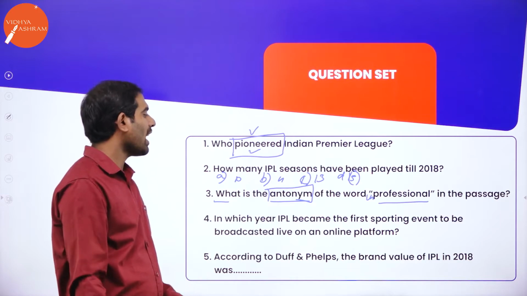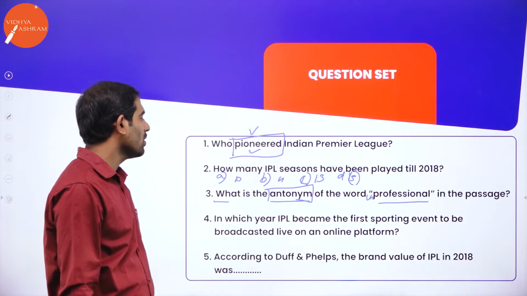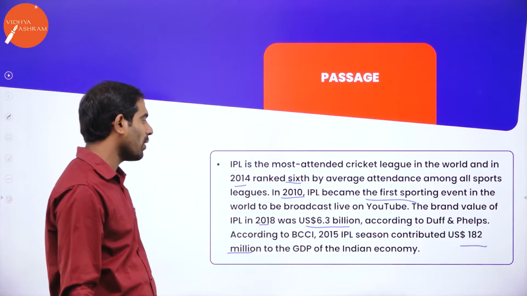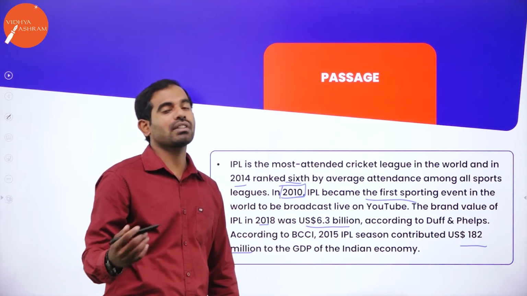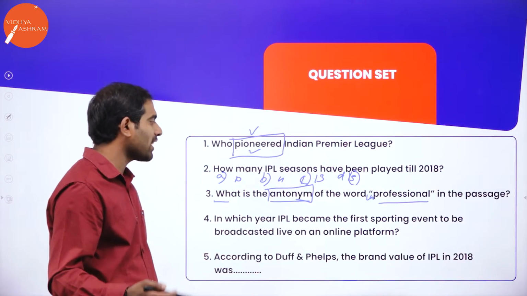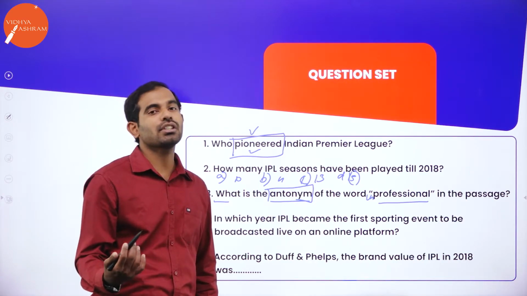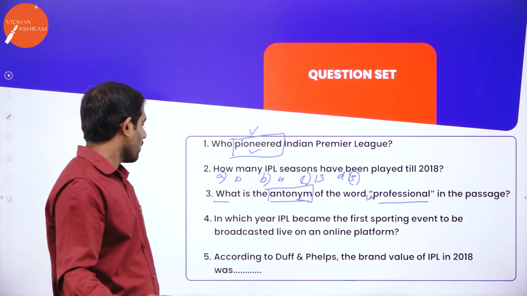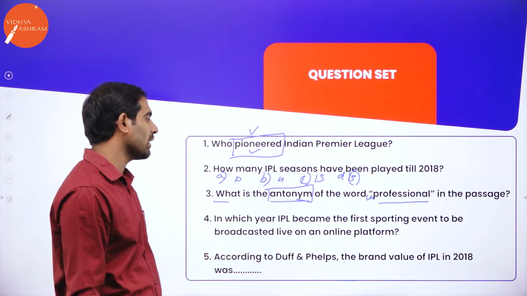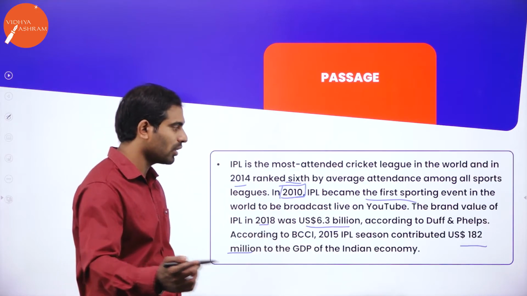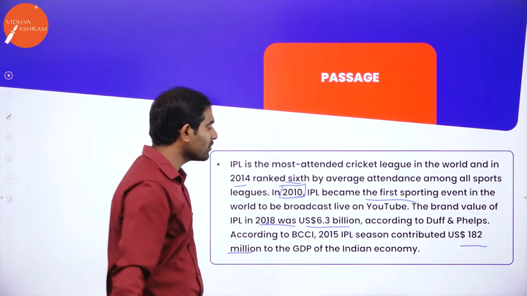In which year did IPL become the first sporting event to be broadcast live on an online platform? So, which is the year? In 2010. In the year 2010, it became the first sporting event to be broadcast live on YouTube. Now, the last question, according to Duff and Phelps, the brand value of IPL in 2018 was, I told you, 6.3 billion.